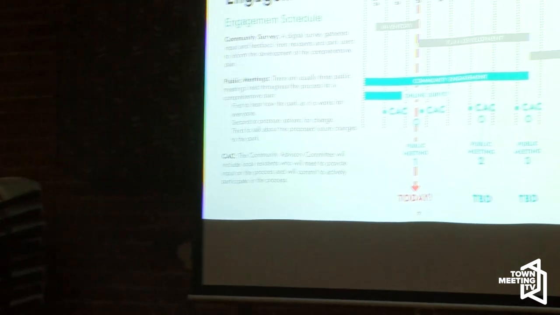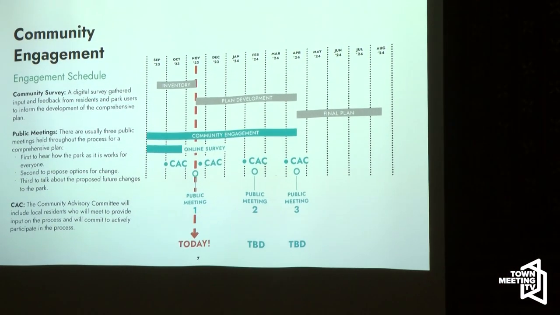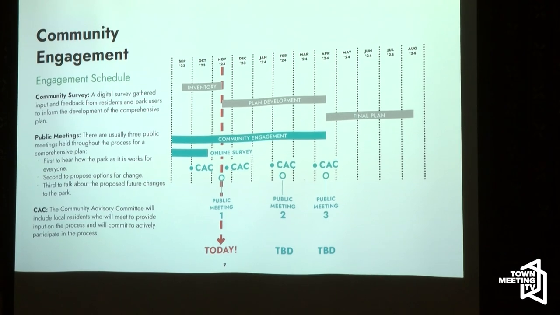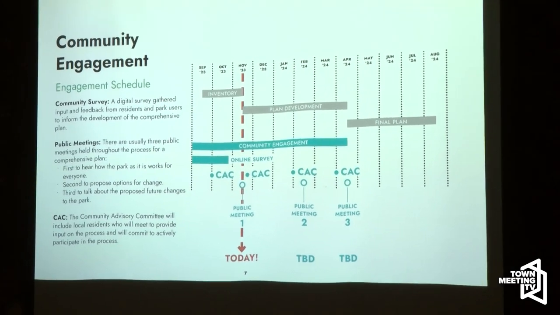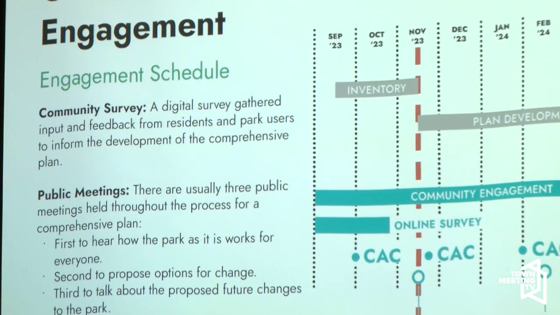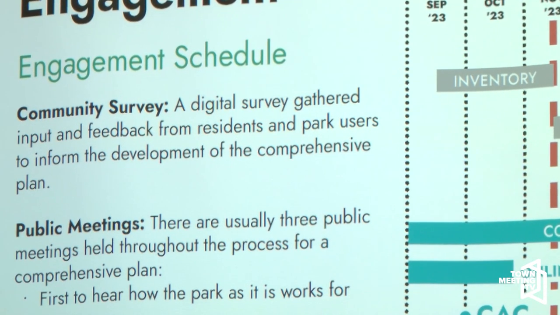Thank you. All right, so as Eamon mentioned, we are done with inventory. We are about to start plan development. But during this entire process, we are doing community engagement. Now, there's 3 parts to this community engagement that we are about a third of the way through. First, there's been an online survey, and that's been wrapped up. Hopefully you have participated in that survey. We'll take a look at the results later and see what you said.